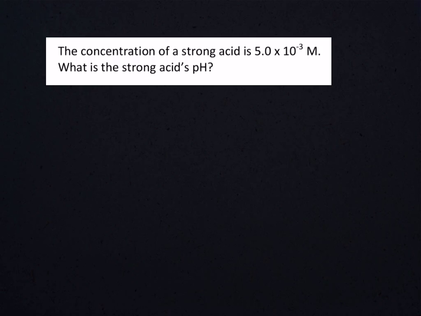Second one says the concentration of a strong acid is 5.0 times 10 to the negative third molar. Hey, that's the answer from the last one. What is the strong acid's pH? All right, well, probably can answer that question now, but we're going to do it the old school way. Let's say pH is equal to the negative log of the hydronium concentration, which is 5 times 10 to the negative third.